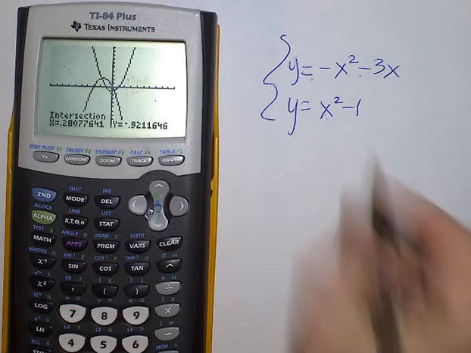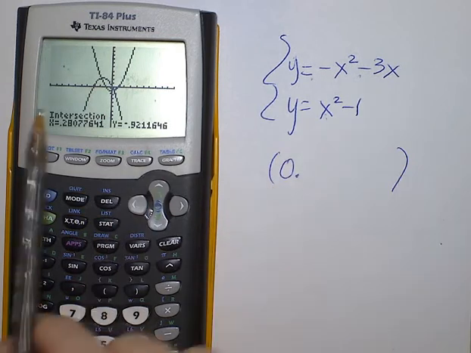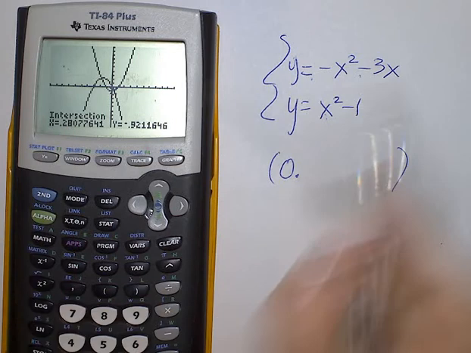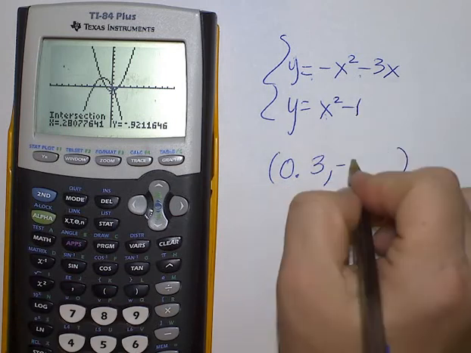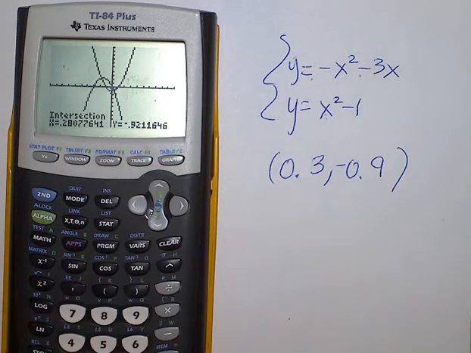So one intersection point, and I'm going to have you round to the nearest tenth. As a reminder, we look at the second number. Because it's 5 or greater, I bump up to 0.3. And over here, I have a negative 0.9. Hands up high if you've been able to find that one, just so I can see it. Awesome.